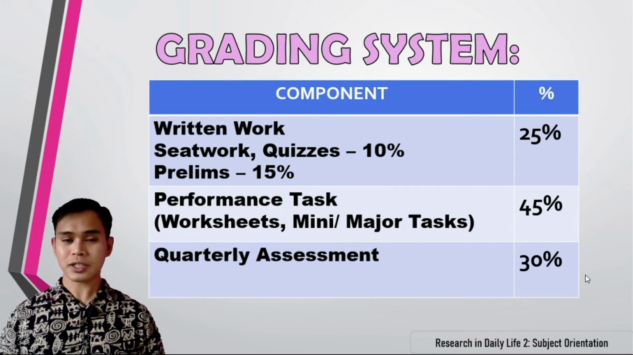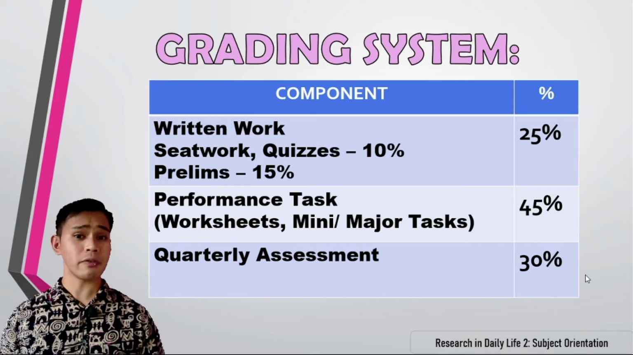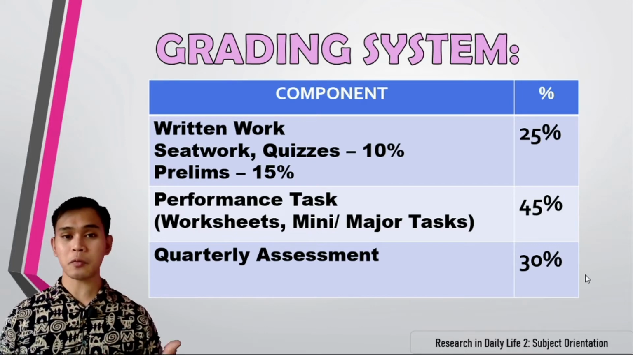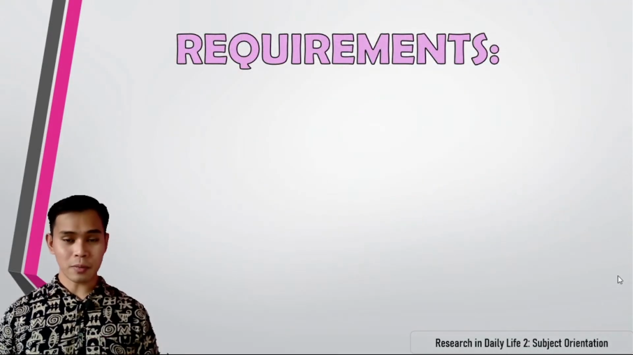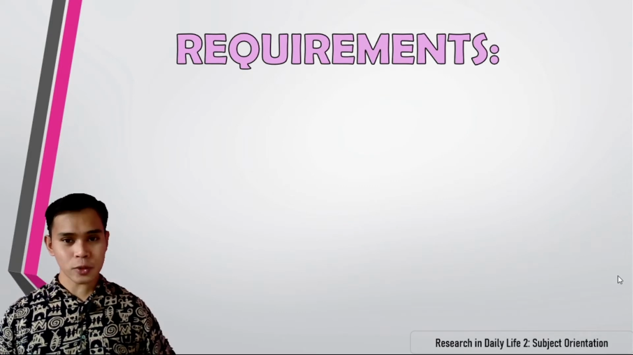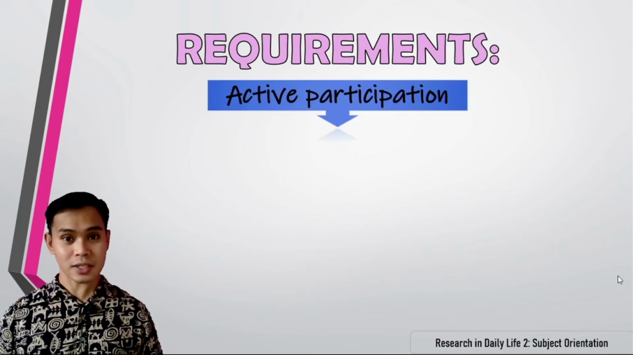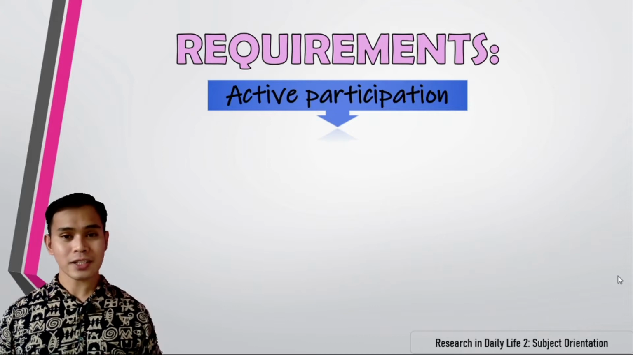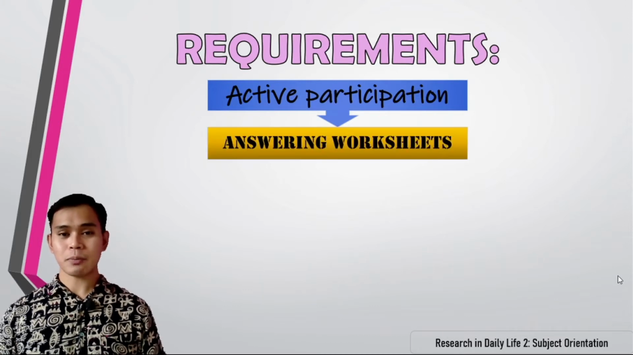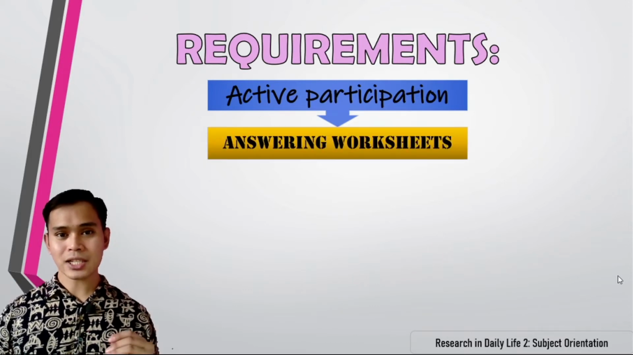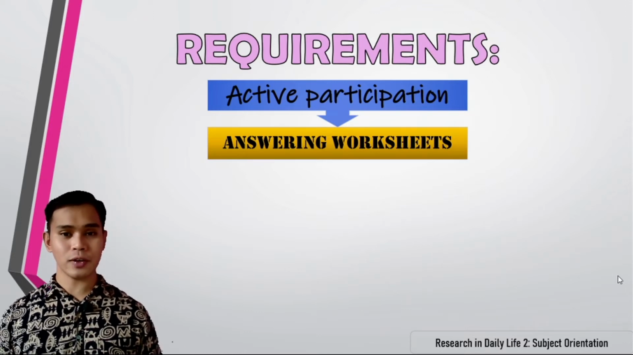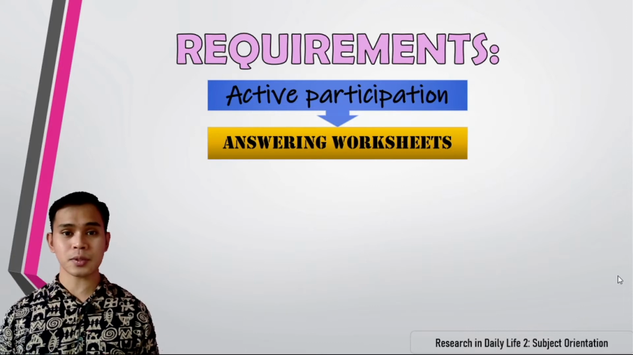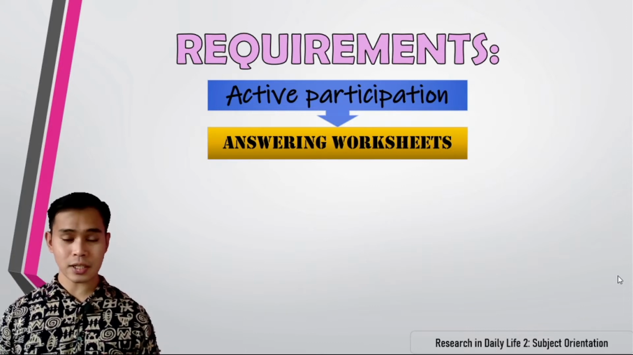So pretty much you would still have the same requirements like your regular class, albeit a different method of delivering it. And now for the requirements. The first requirement is for students to always have active participation. How do you have active participation? First, by answering worksheets. As what was mentioned earlier, the worksheets would help gauge how well you have understood the lessons or concepts that have been discussed or presented.